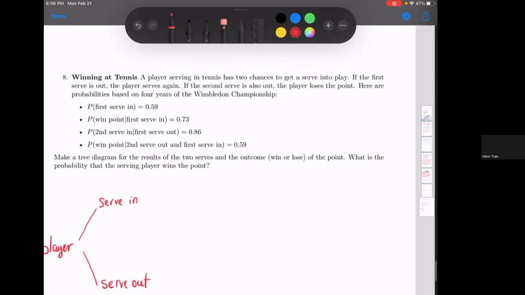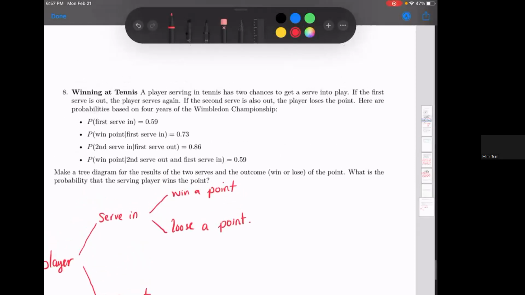So if I serve in, I win a point or lose a point. This example is easier if you know the tennis rules. If you don't, maybe it's a little bit confusing. On the exam, don't worry, I'll give you something that everybody knows.